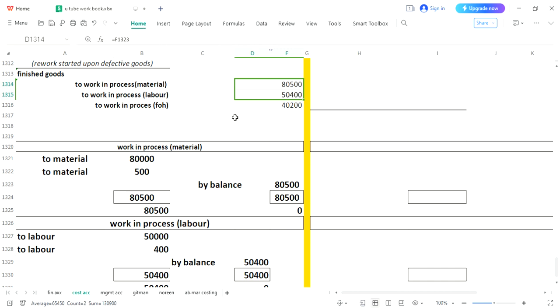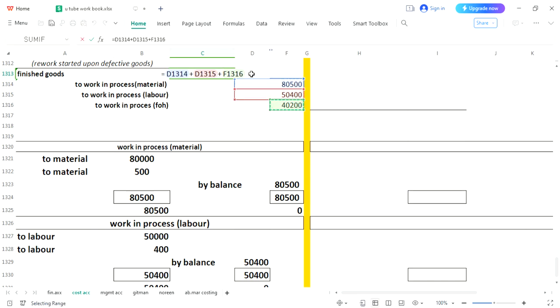And next step is what? To write down the amount of finished goods. There is no formula for finished goods. We will apply simple accounting principle. Debit and credit side would always be equal. So what you will do, sum of these three amounts would be written in front of finished goods. First amount is 80,500, then you will add 50,400, and then you will add 40,200.